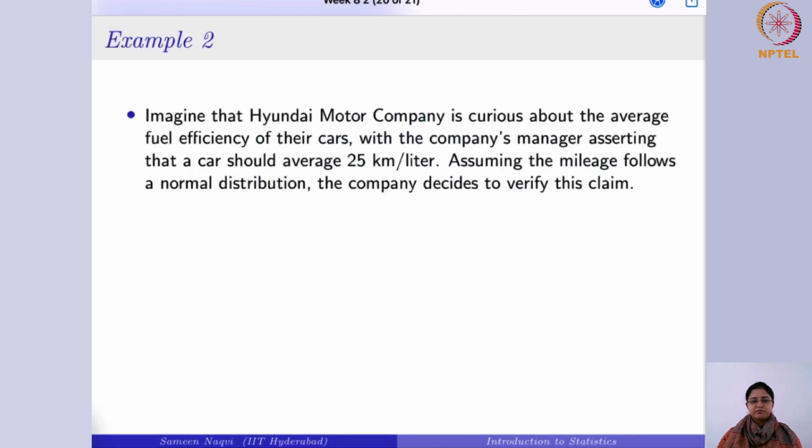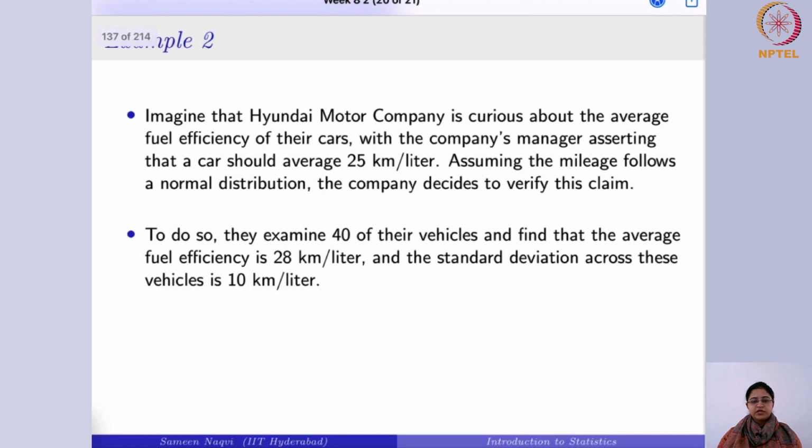Now let us look at an example. Imagine that Hyundai Motor Company is curious about the average fuel efficiency of their cars, with the company's manager asserting that a car should have an average of 25 km per liter. Assuming that the mileage follows a normal distribution, the company decides to verify the claim. To do so, they examine 40 of their vehicles, so the sample size is given to you, and find that the average fuel efficiency is 28 km per liter, and the standard deviation across these vehicles is 10 km per liter.